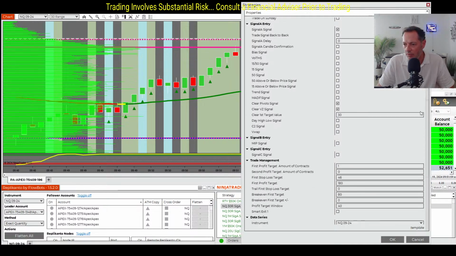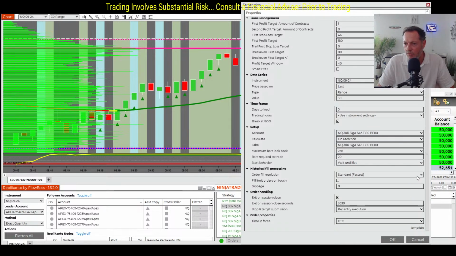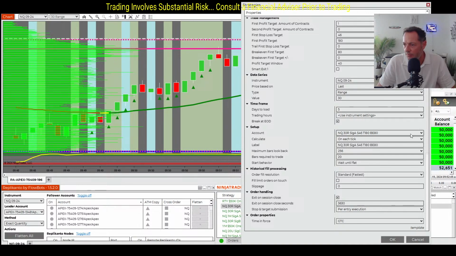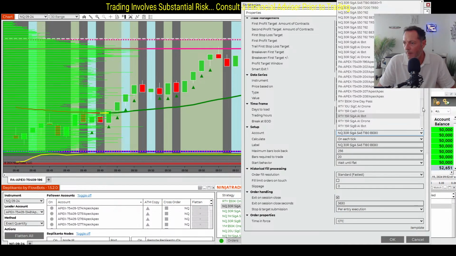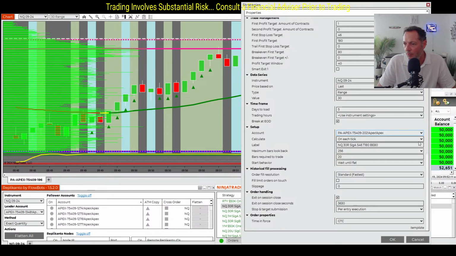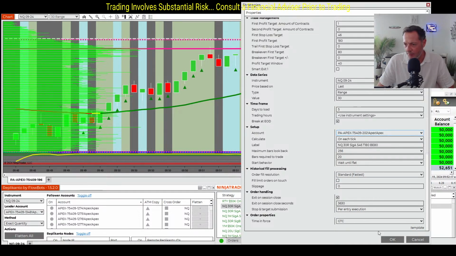and you scroll down over here on the right, and there's one place that you need to change. It's called account. Under setup, you just change the account, and in this case I want to change it to a PA account. This is one of my performance accounts that if I make enough money in it, I can get paid from Apex Trader Funding. This is all that I would do.